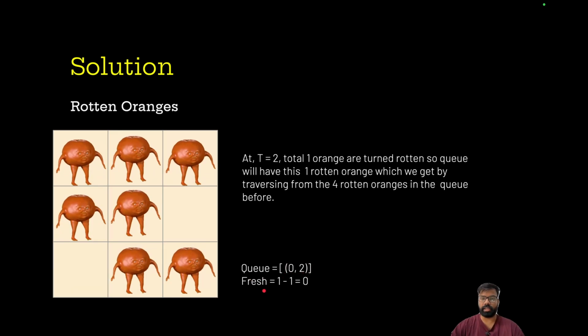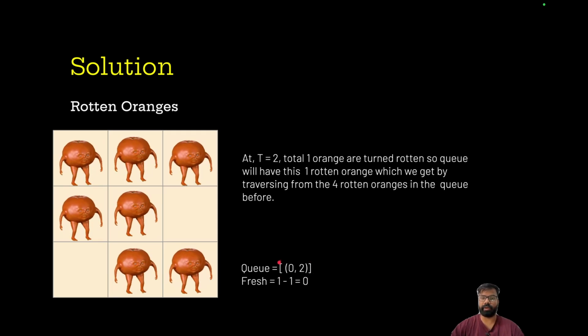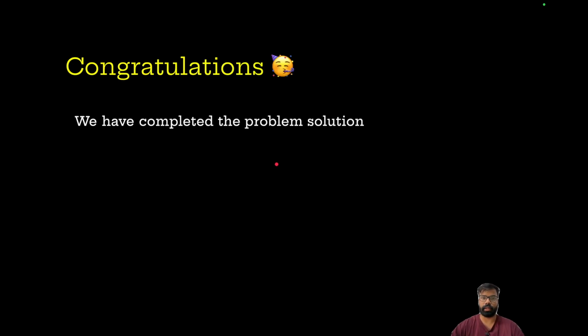So now the fresh oranges are going to be 1 minus 1. Since initially it was 5, then we found 4 rotten oranges, so it turned into 1. Now we turned one more fresh orange into a rotten orange, so it is 1 minus 1, meaning 0. Okay, so finally, since there are 0 fresh oranges, even though there is an element in the queue, we don't care, because we have turned all the fresh oranges into rotten oranges. So we will just stop our BFS algorithm. So at time t equals 2, we were able to find our solution. Okay, so this was all about it.